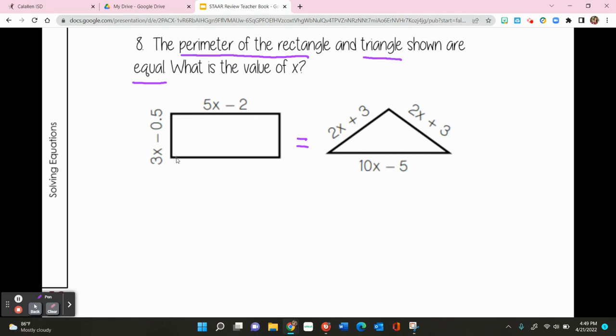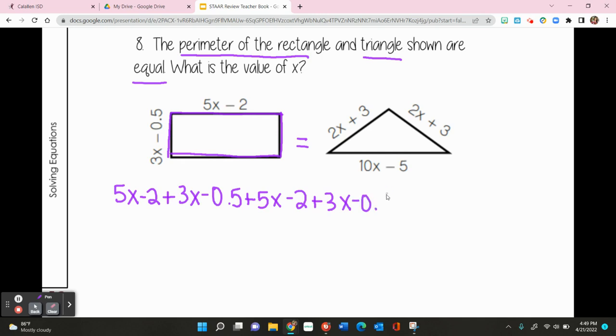So we're going to find the perimeter of the rectangle first. And remember, to find the perimeter of a rectangle, you're adding the sides going around your shape. So first I'm going to take 5x minus 2. And I want to add my next side, which is 3x minus 0.5. Then I want to add again the length, which is 5x minus 2, plus my width again, which is 3x minus 0.5.